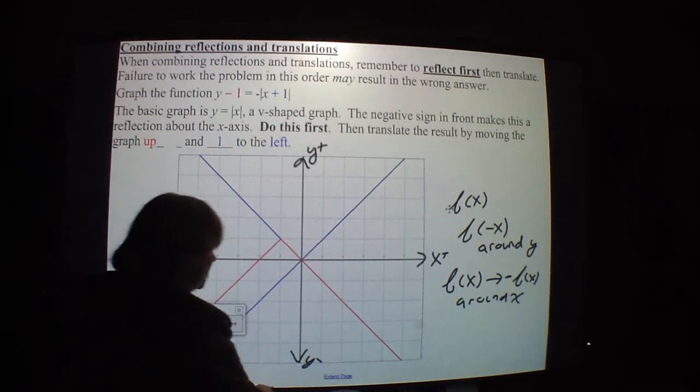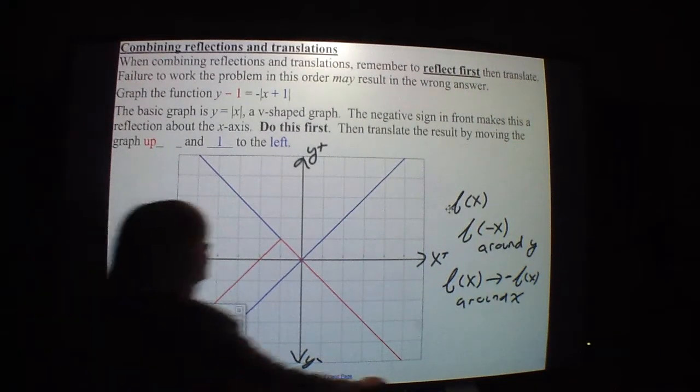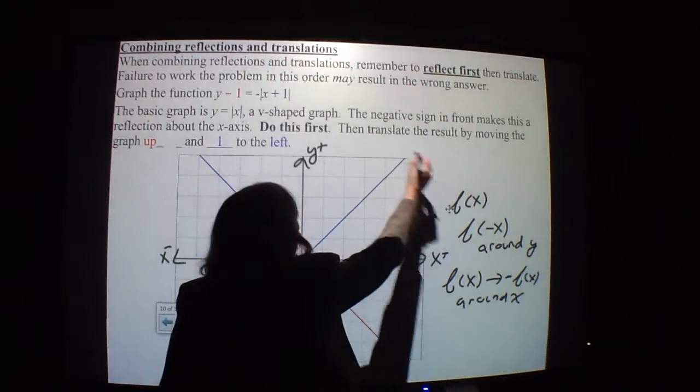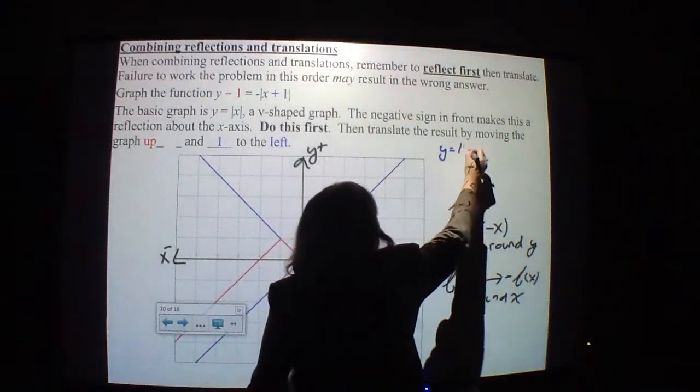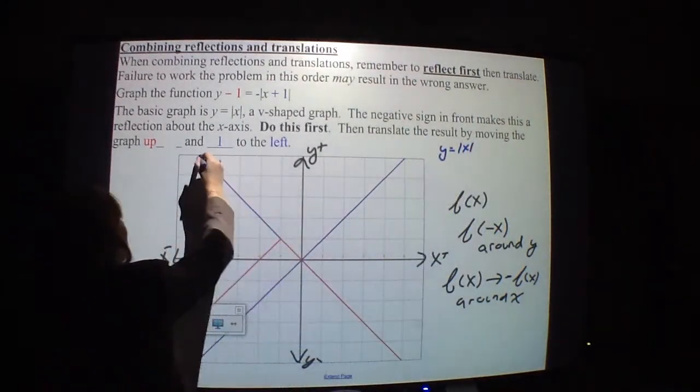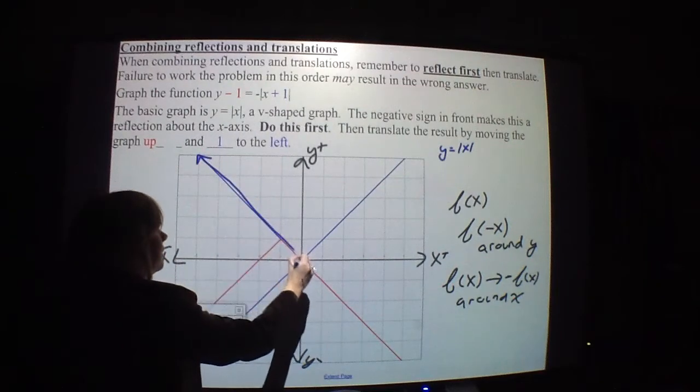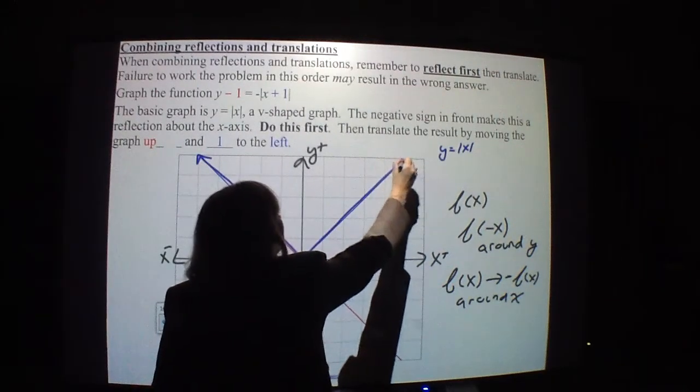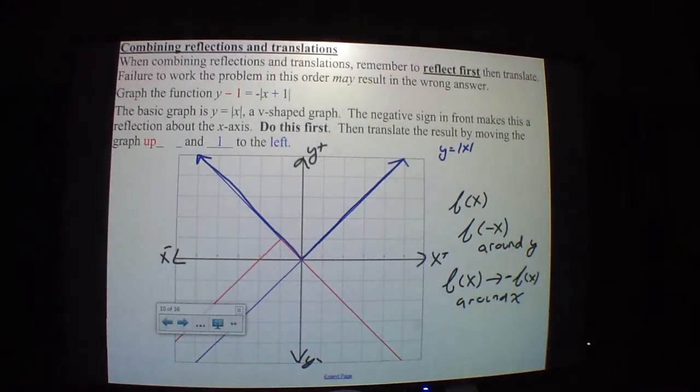So now I have y minus 1 is equal to negative the absolute value of x plus 1. Start with your base function. Y is equal to the absolute value of x. So here's where I start. And you better know that this is what it looks like. When you have a reflection and translations combined, you reflect first, always. Because if not, you could get the wrong answer.